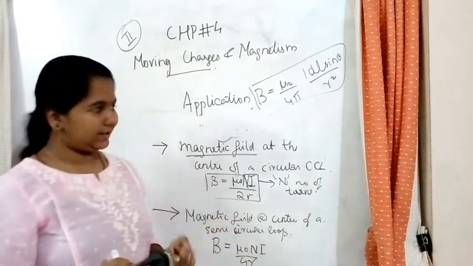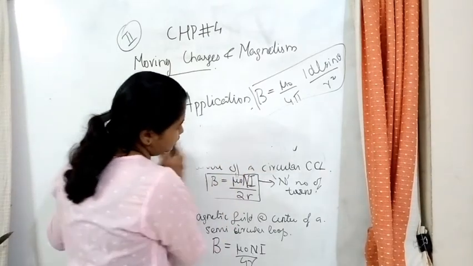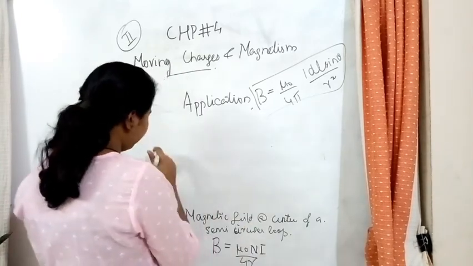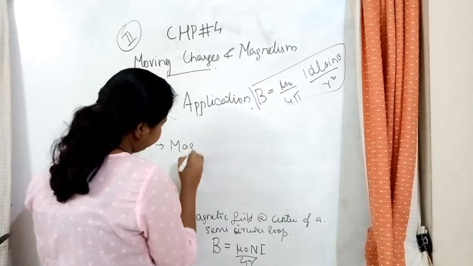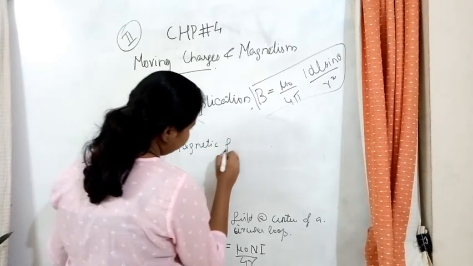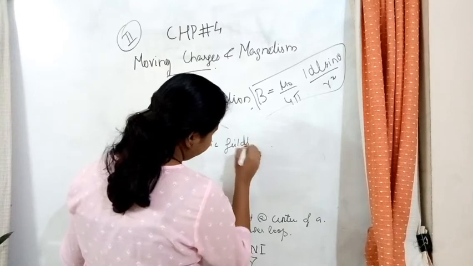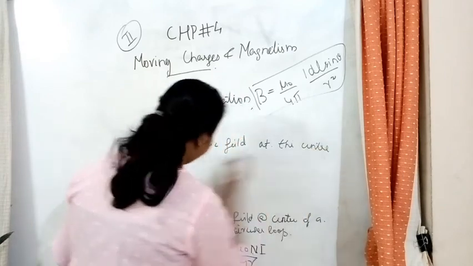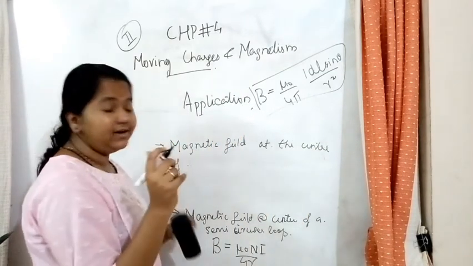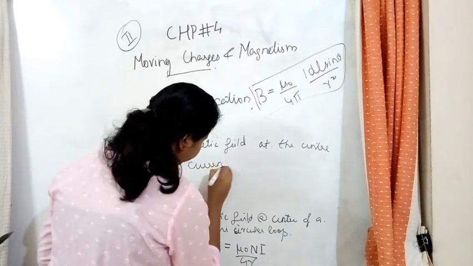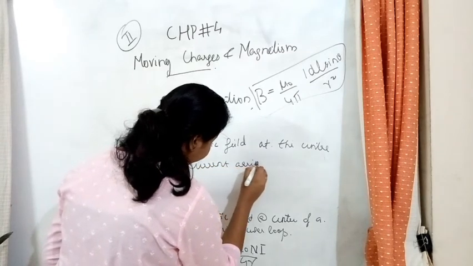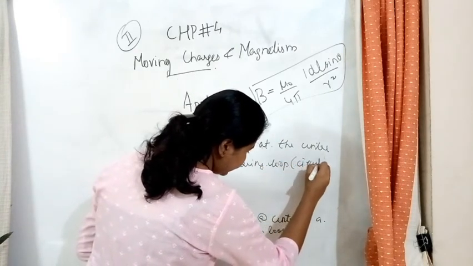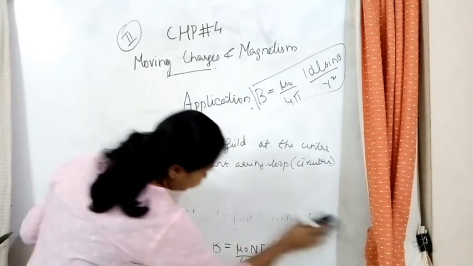And we have one more application. So let's see that application. That is the magnetic field at the center of a current carrying loop which is circular in shape.